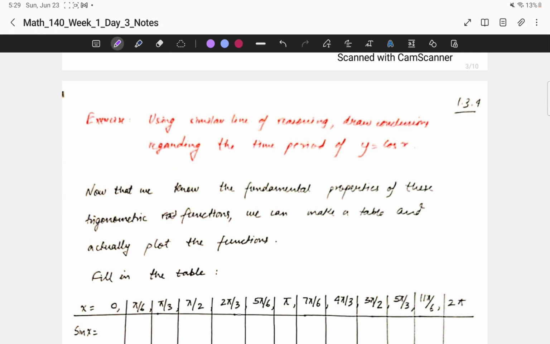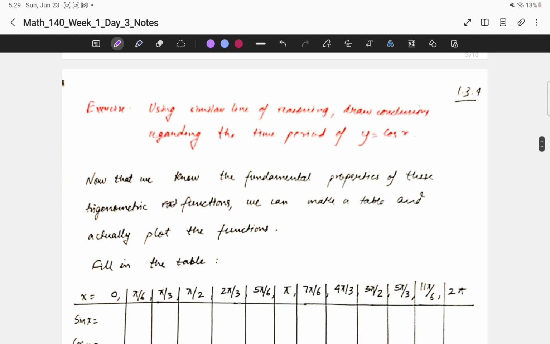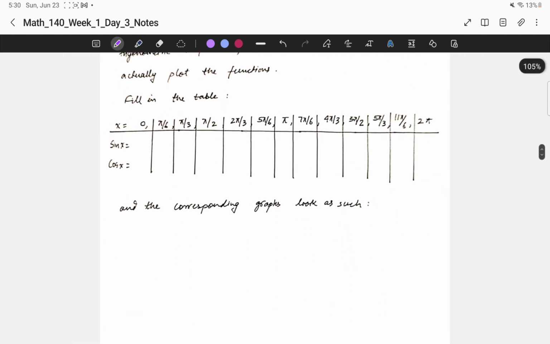Okay, let's look at cosine and draw conclusions regarding the time period of cosine. Because it's a function, we can sort of make a table. So this is another approach for finding out the plots or the graphs. Say sine and cosine. Let me mark these values already.